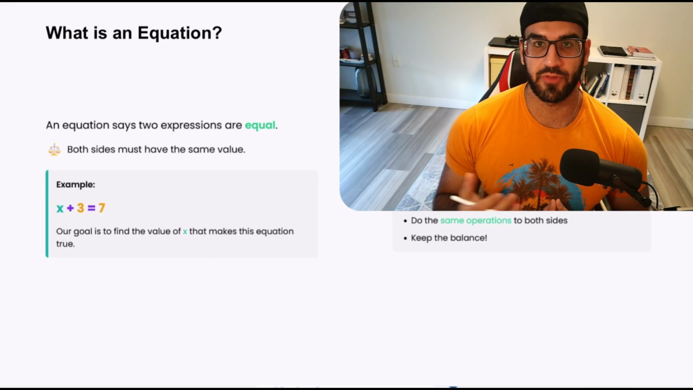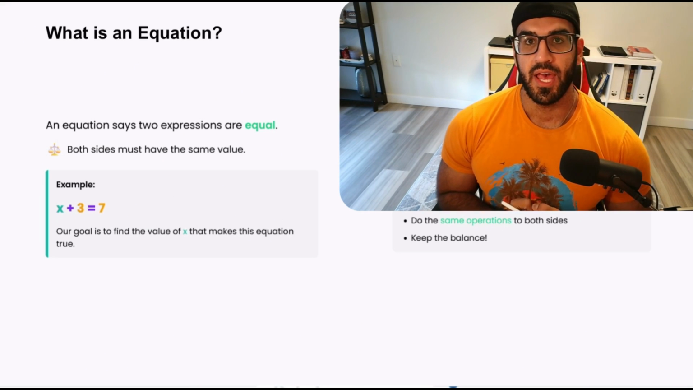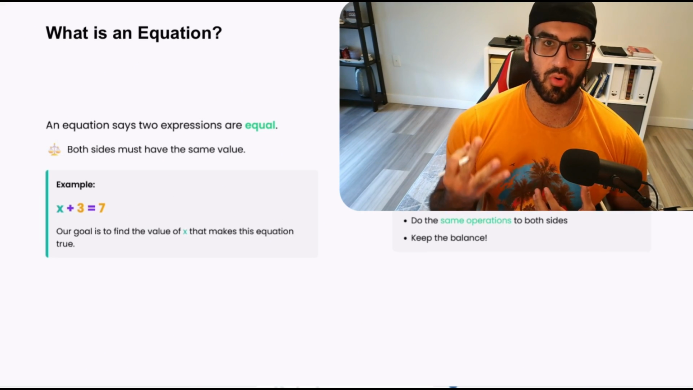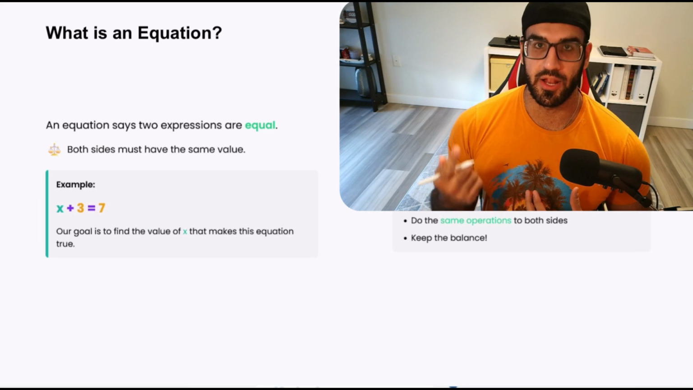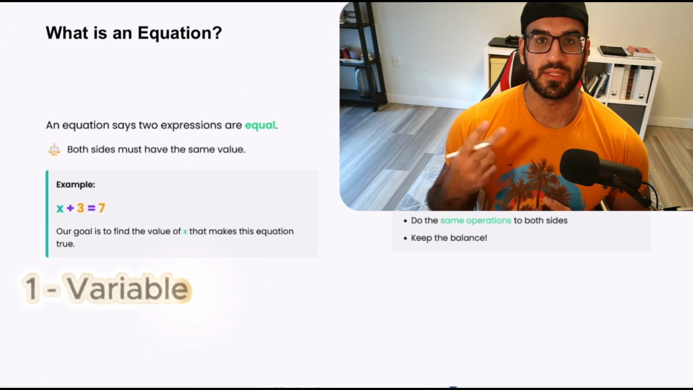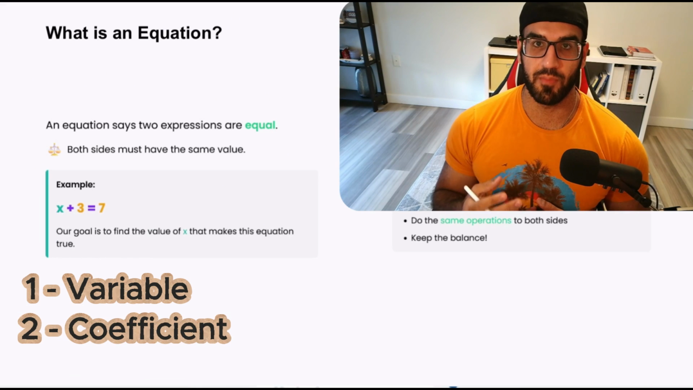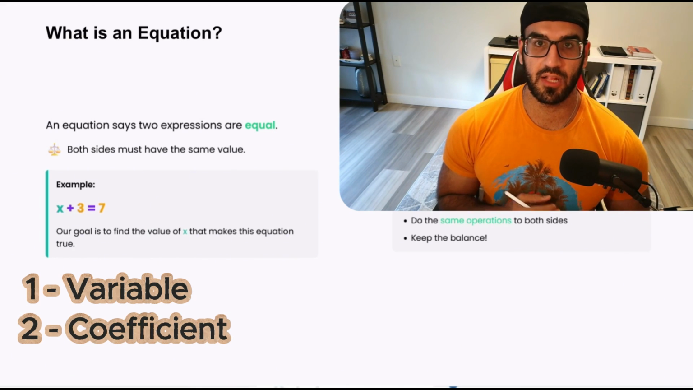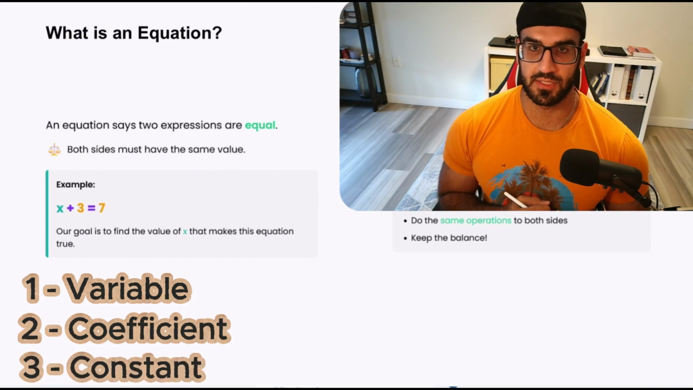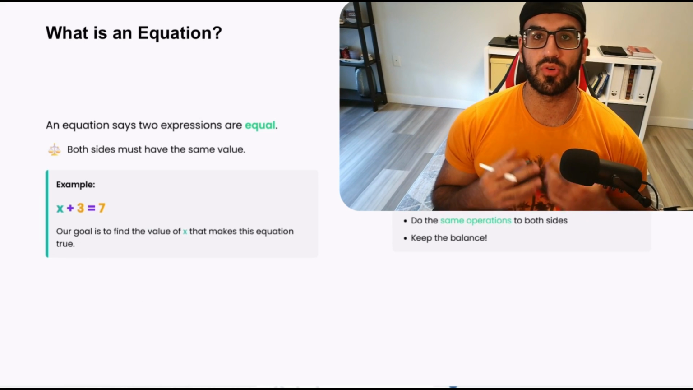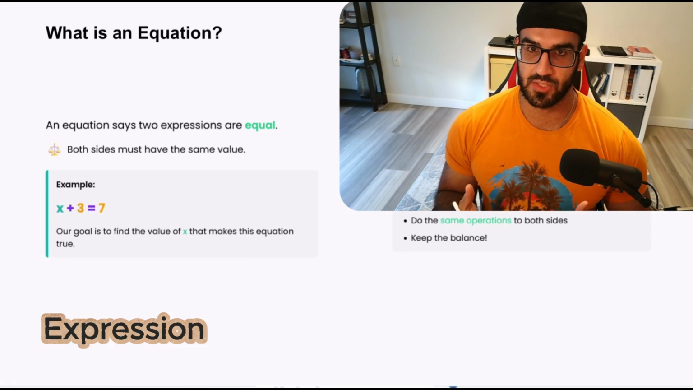What was an expression? If you remember from our previous videos, an expression contains three important parts. The first one is the unknown, which we call the variable. The second part is the coefficient, the number that comes beside the variable itself. And the third one is a constant. The combination of these three gives us what we call an expression.